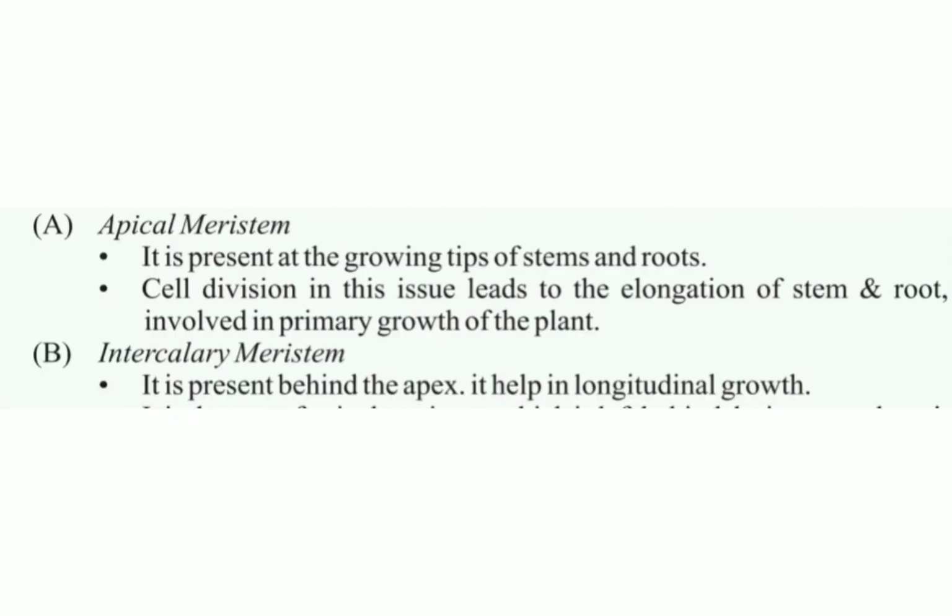Again, let us revise the three types of meristematic tissue. First, the apical meristem is present at the growing tips of stems and roots. Cell division in this tissue leads to the elongation of stems and roots and is involved in the primary growth of the plants. Second is the intercalary meristem.